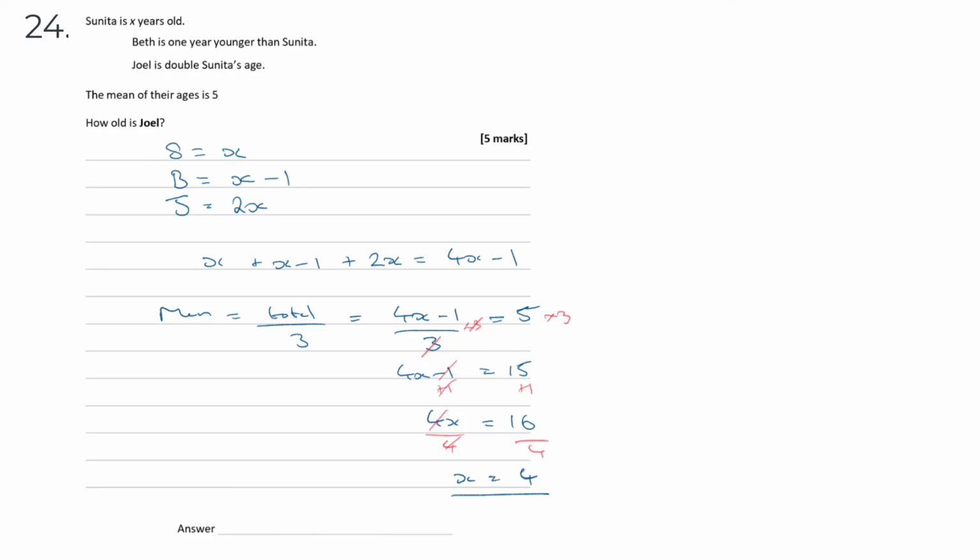How old is Joel? Read the question. Joel is double Sunita's age. So remember, Joel was 2x. So that's going to be 2 lots of 4 then. That's 8. So the answer is 8. You almost caught me out there.